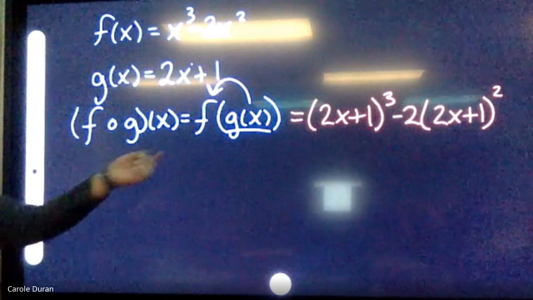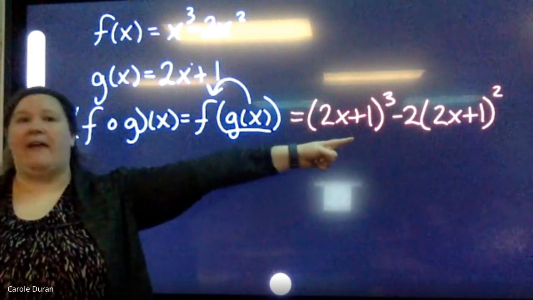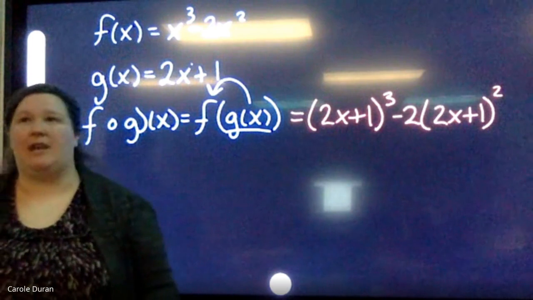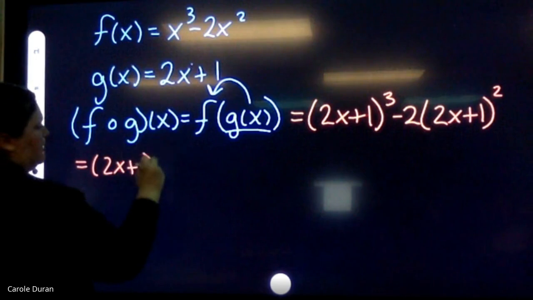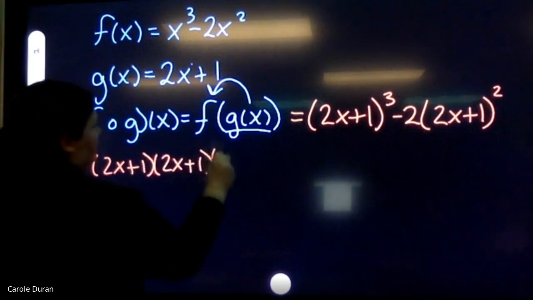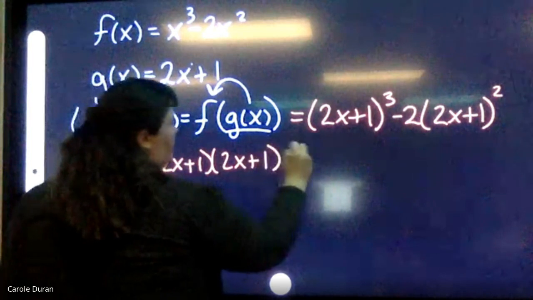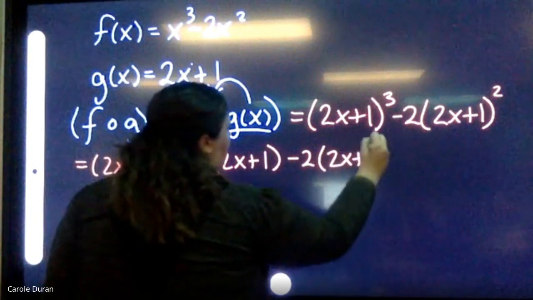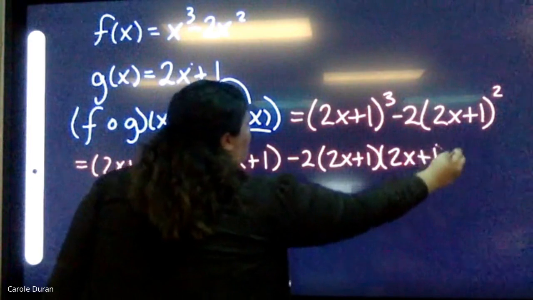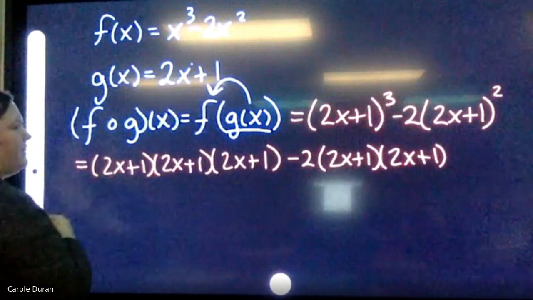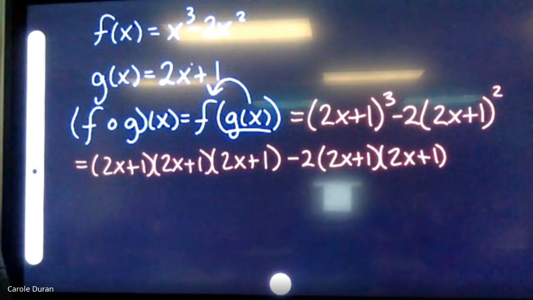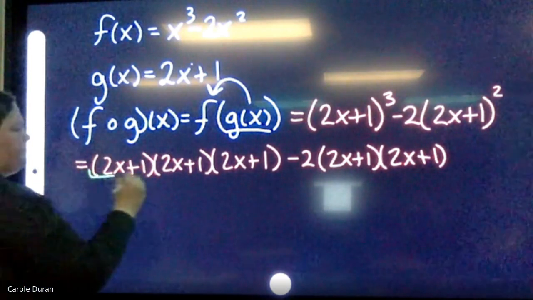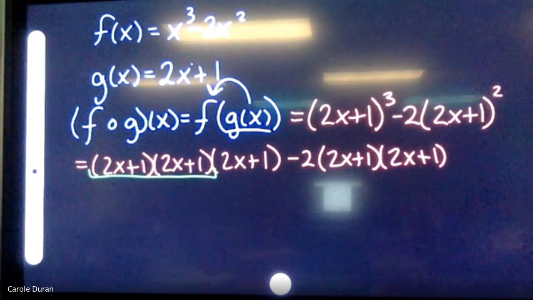So the hardest part here is that now I have to cube this, and I have to square that, which means I'm going to have to FOIL several times. So this is equivalent to 2x plus 1 times 2x plus 1 times 2x plus 1 minus 2 times 2x plus 1 times 2x plus 1. The cube indicates it's multiplied by itself 3 times. The square indicates it's multiplied by itself twice. So then I just start FOILing. Of course, we only do 2 at a time. So I'm going to work with those 2 first.